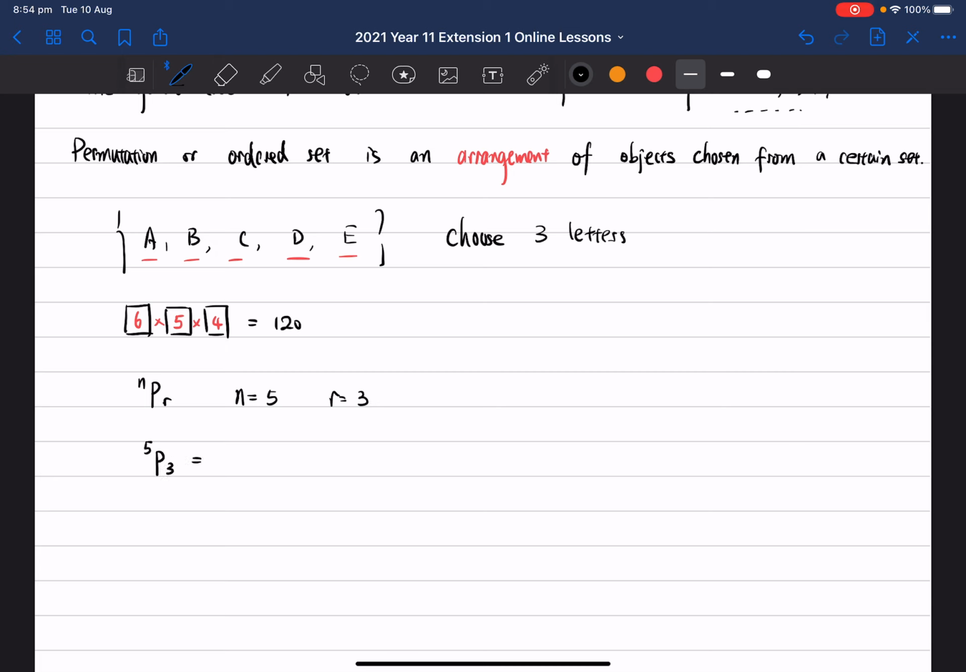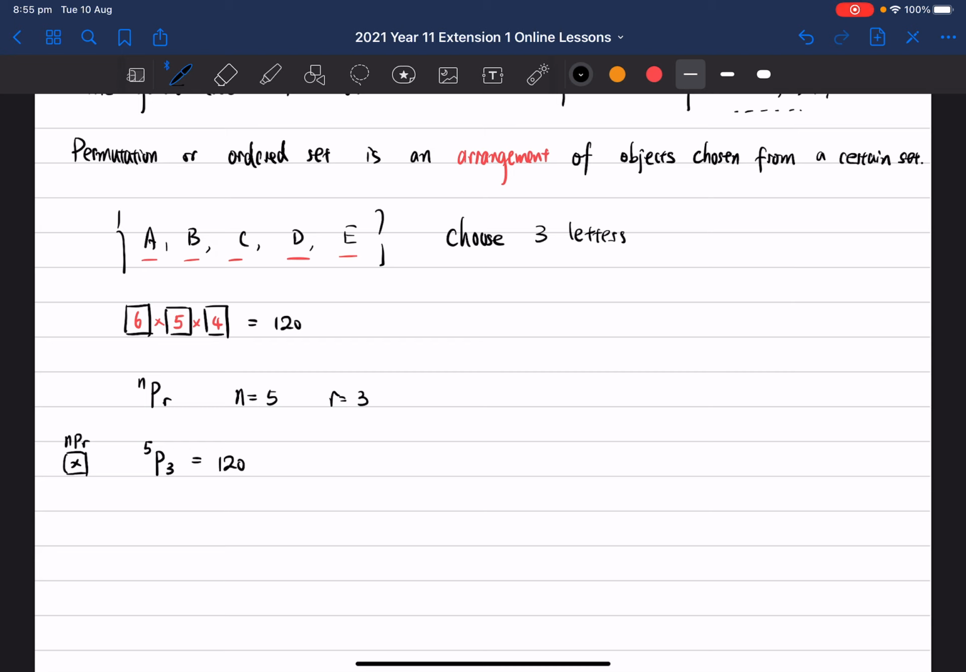So the answer to that is 5P3. If you use your calculator, there's a key next to the division key. It's the multiplication key, and on top of it, it's written as nPr. You just have to use the shift function to get that key out. So press 5, press shift, then press that key, then press 3, and then press equal. That gives you 120 straight away. That's what this notation is about.